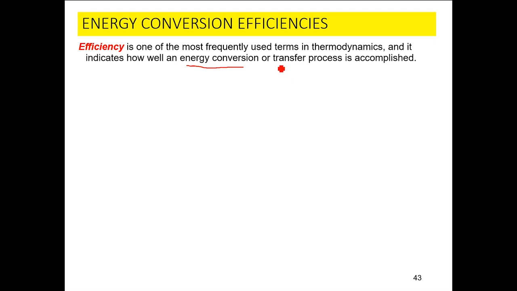So it determines how well you transfer or convert one form of energy to another form, and this determines the performance of your system. It is defined by, over here it is written output, but this would essentially be input. So performance or efficiency is measured by the required input and desired output.